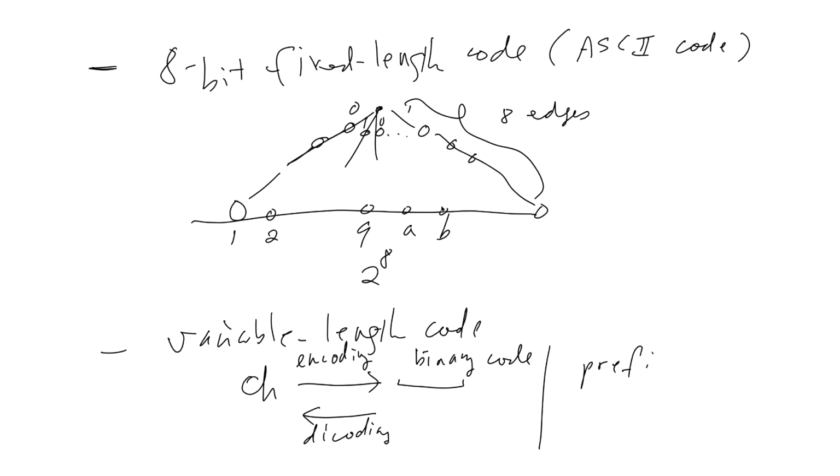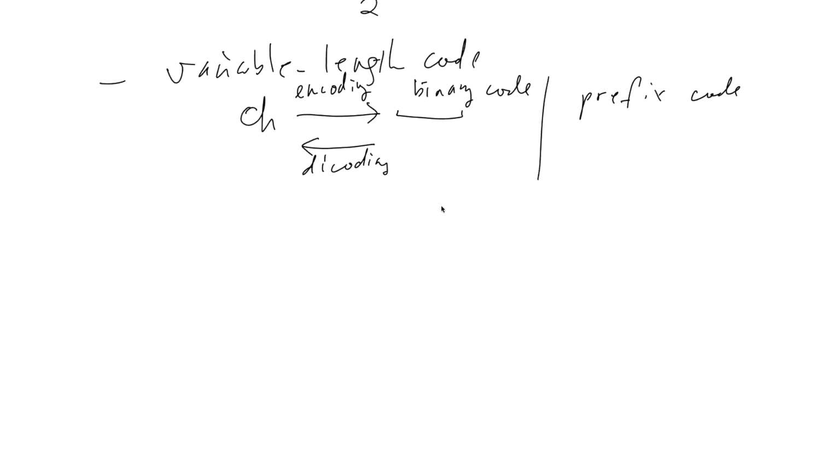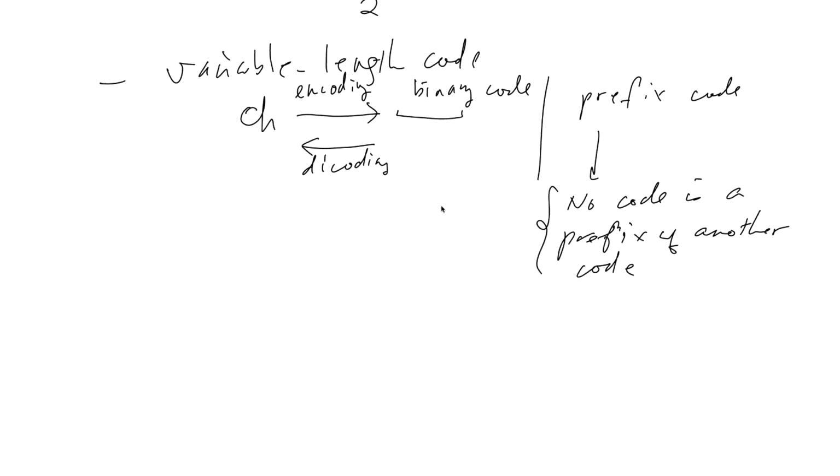What prefix code means is that no code is a prefix of another code. This is a condition that guarantees decoding is unique.